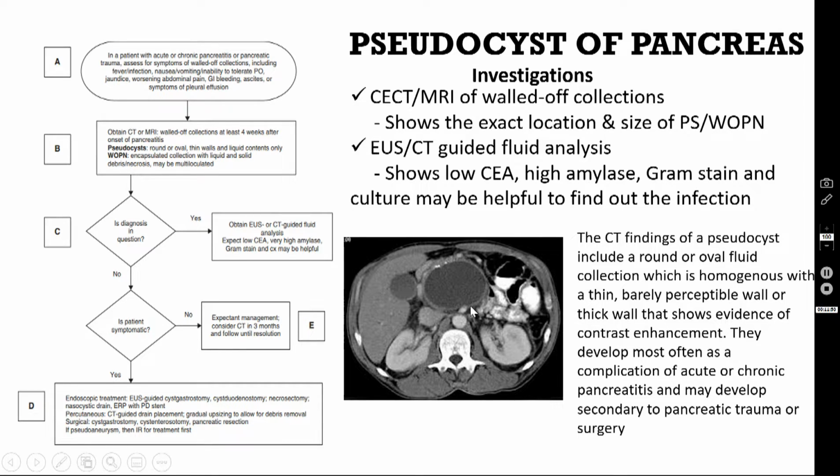Here you are seeing a wall that is made up of only granulation tissue. It is not a true wall. It is not containing any epithelium. They develop most often as a complication of acute or chronic pancreatitis, or secondary to any pancreatic trauma or surgery. So this is a classical picture of pseudocyst of the pancreas, CT picture.